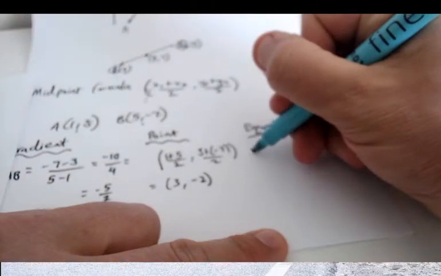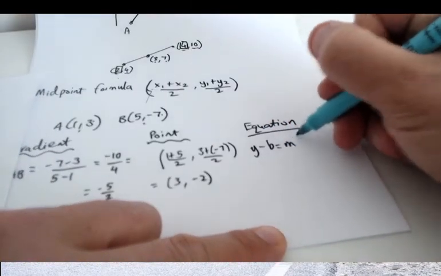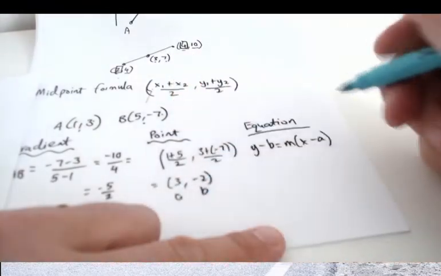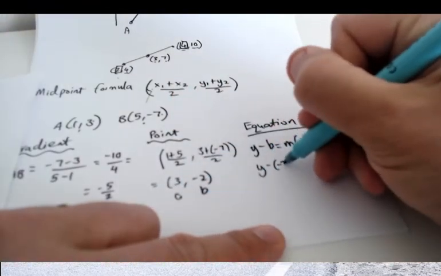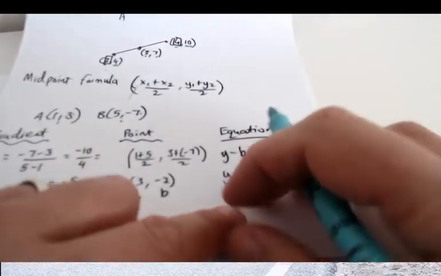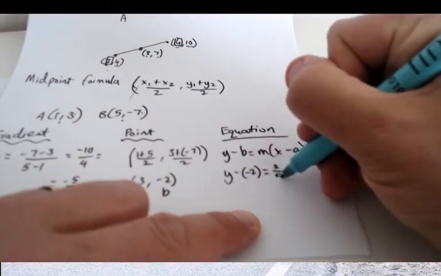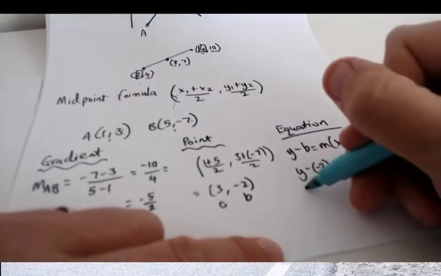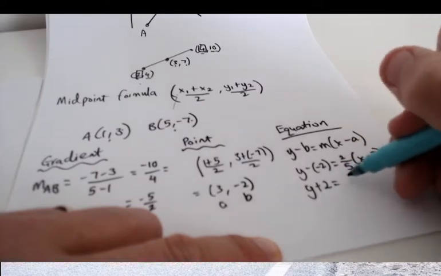So the equation is y minus b equals m bracket x minus a. Let's fill in my information. There's a and b, so it's going to be y take away negative 2 equals my gradient, which remember was 2/5, bracket x minus a. Tidy this up, that'll be y add 2.